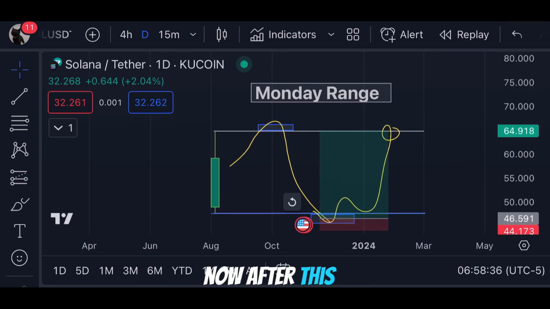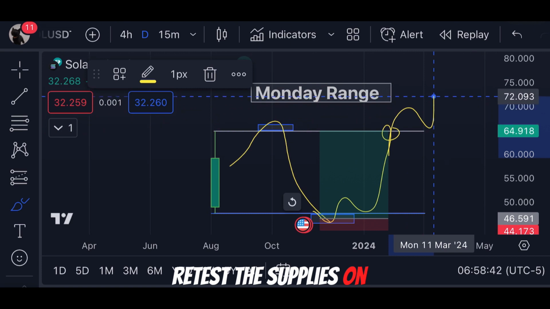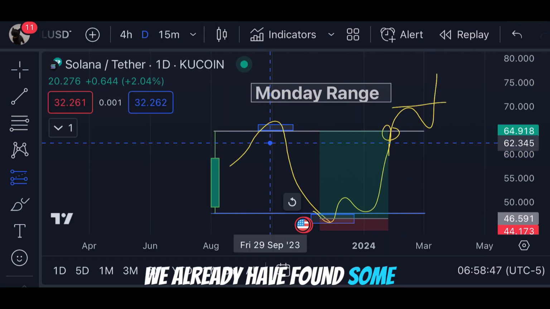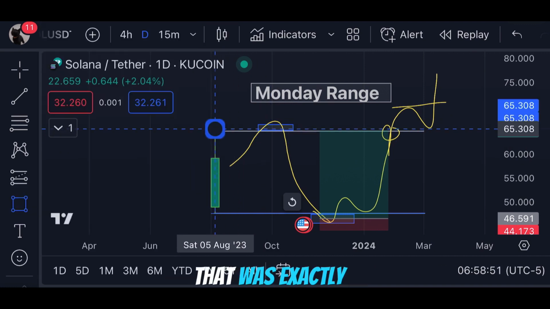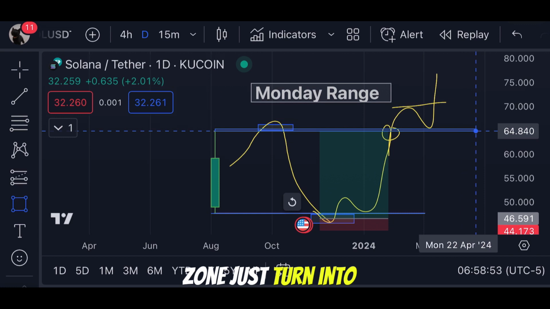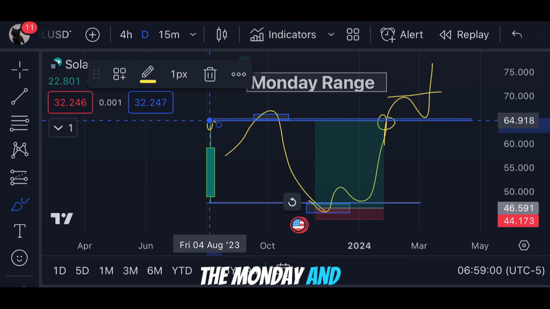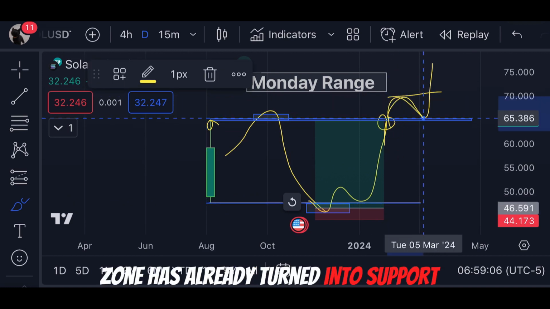What will happen right now after this, let me tell you something. Once we break above this supply zone, retest the supply zone, and break above the previous high, that means we have already found a good amount of support where the supply zone was. Now the supply zone just turned into a demand zone. Your simple range was the high of the Monday and the low of the Monday. The low of the Monday was the demand zone, and the high of the Monday was the supply zone. Now the supply zone has already turned into support.